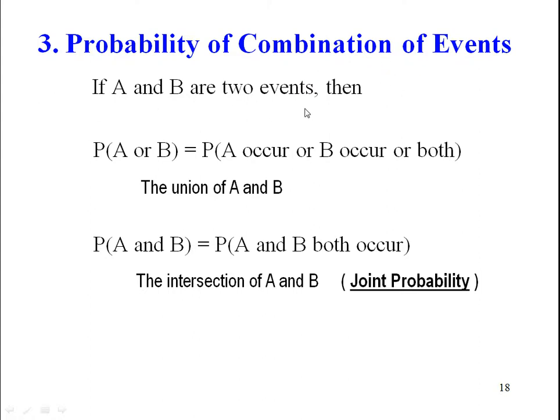Okay, so number 3, probability of a combination of events. If A and B are 2 events, then, nomenclature: the probability of A or B is the probability that A occurs or B occurs or both. That's inclusive or, and it's like the union of A and B. The probability of A and B means that A and B both occur, and it's the intersection of A and B.